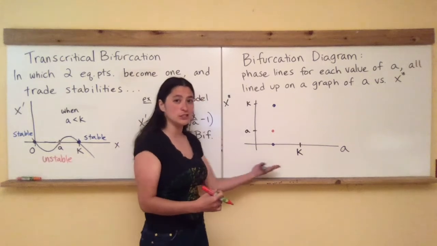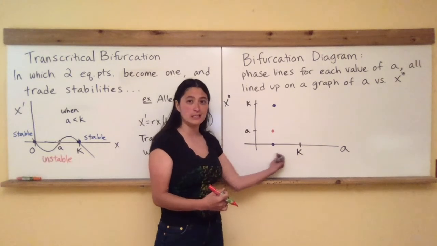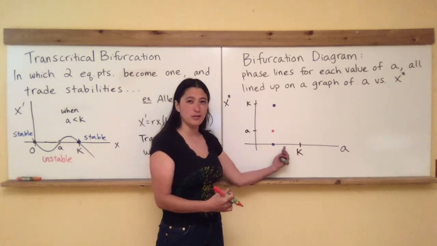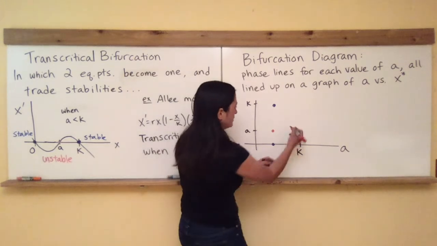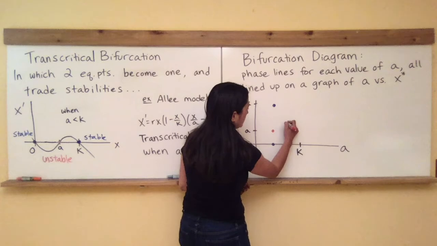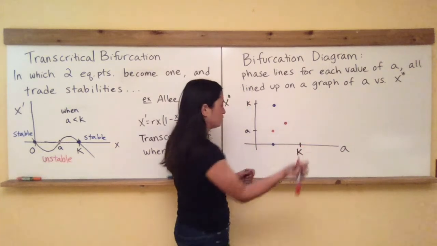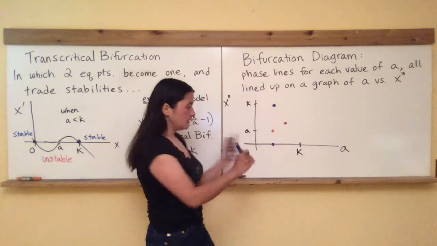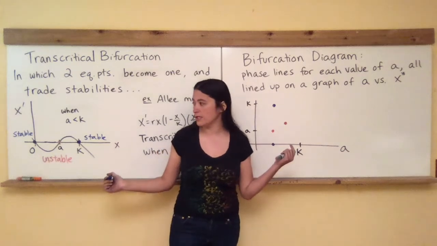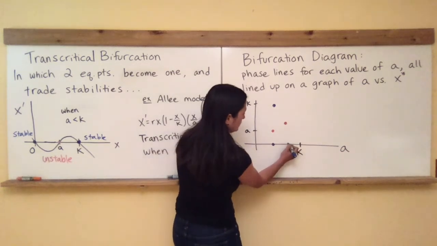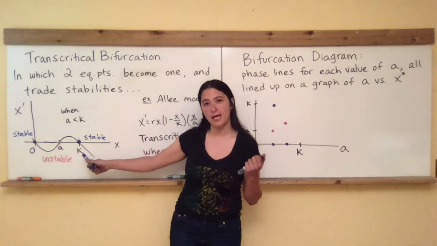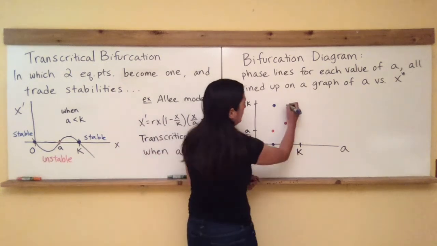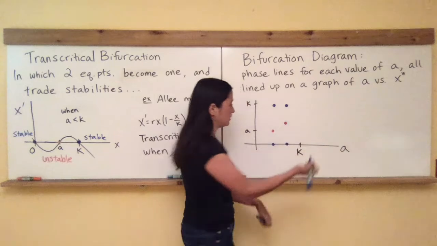So this situation still falls under the category of A is less than K, except it's a little bit closer to K, so I'll probably draw it right here instead. And the A moved a little bit greater, so I'm going to put the red dot right there. The blue fixed point or equilibrium point at 0 stayed the same, so I'm going to keep that right where it was. And the other blue equilibrium point at K also stayed the same, and so I'm just going to keep that where it was.